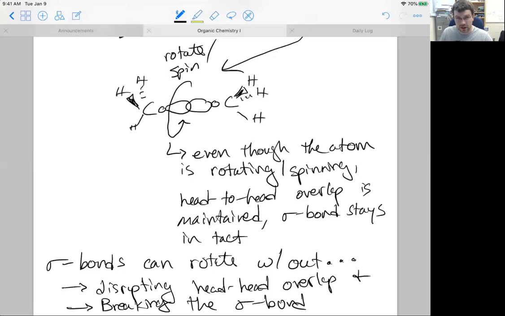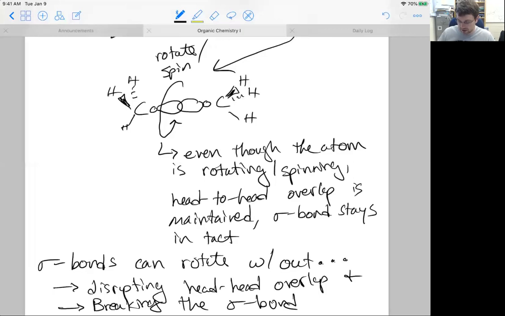So these are things that sigma bonds can avoid having happened during the course of free rotation. That is, the sigma bond can freely rotate and maintain head-to-head overlap and keep the bond intact. Now I keep emphasizing this because the exact opposite is true for pi bonds.